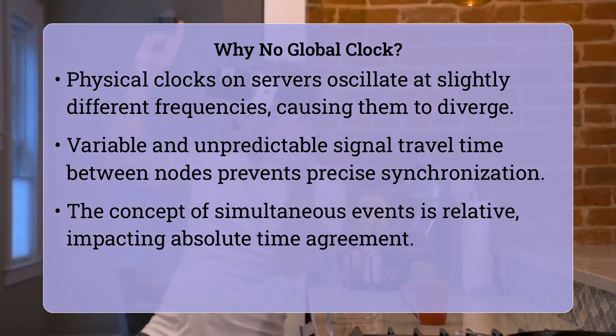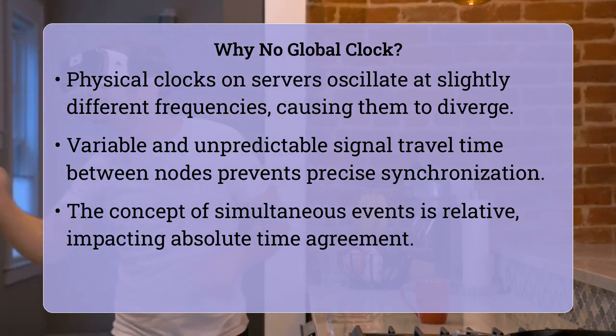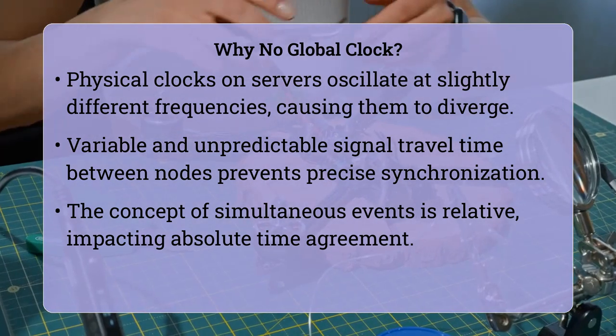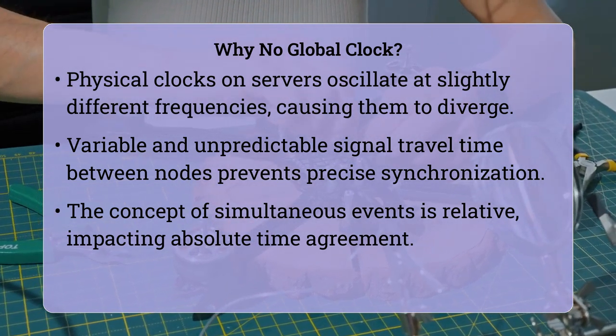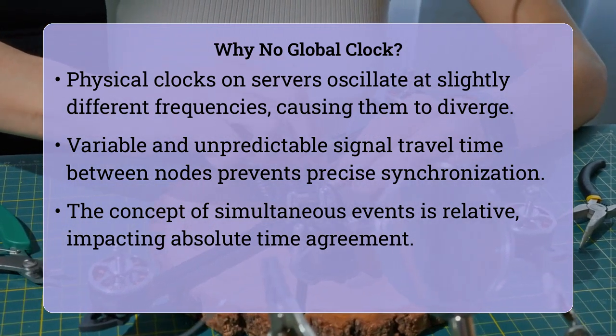Furthermore, the time it takes for a signal to travel between nodes, known as network latency, is variable and unpredictable. This makes it impossible to know the precise current time of a remote node or to deliver a synchronization signal instantaneously. Imagine trying to set your watch to a remote master clock when the signal itself takes a varying amount of time to reach you.